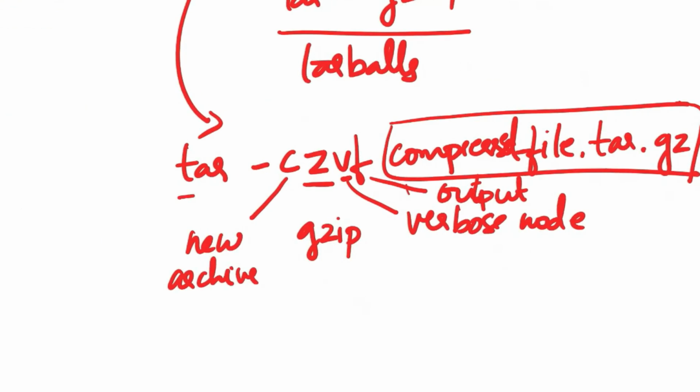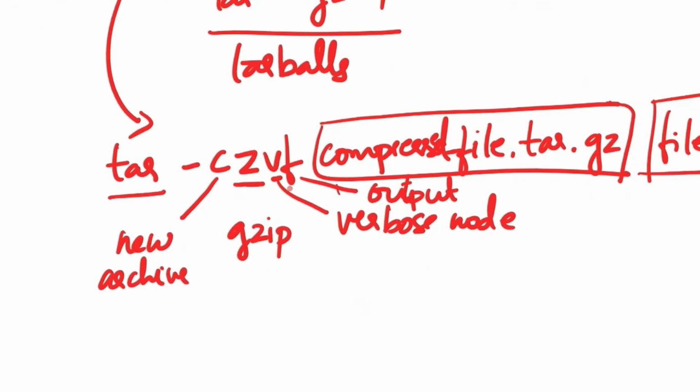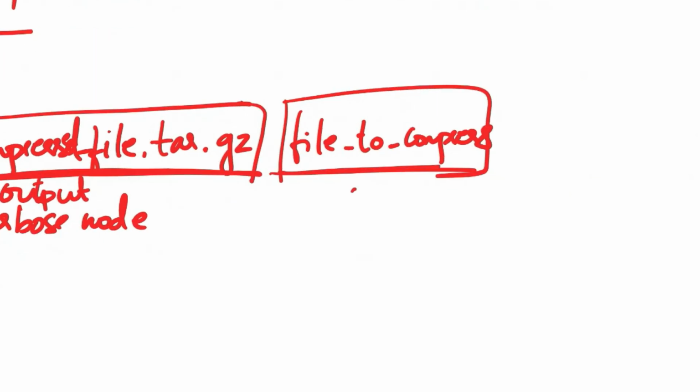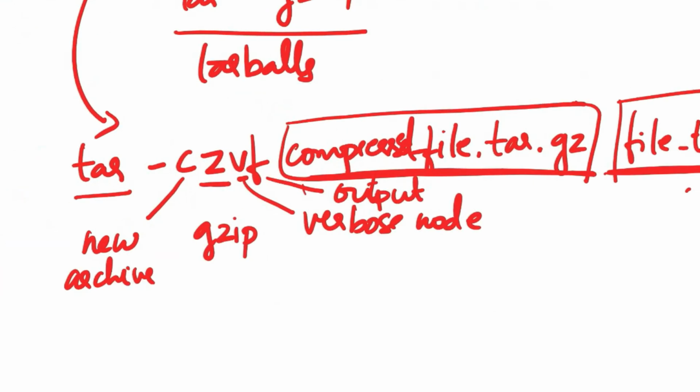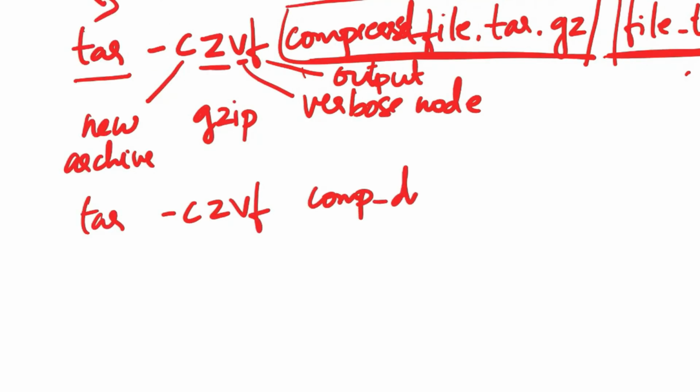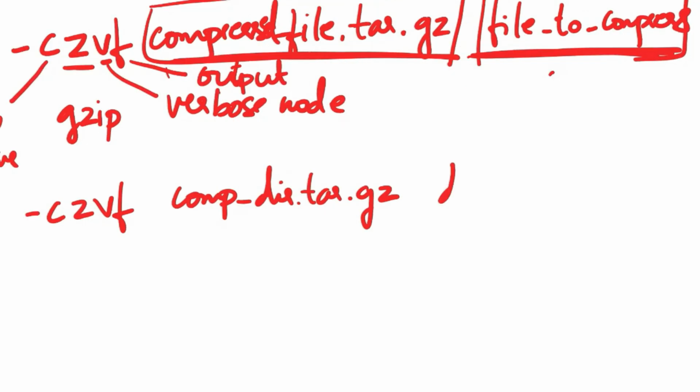So you write tar -czvf, then the output file name. Right now I'm writing it as compressed file.tar.gz and the file that you want to compress at the last. It's the same for a directory as well. tar -czvf compressed directory.tar.gz and the directory to compress.